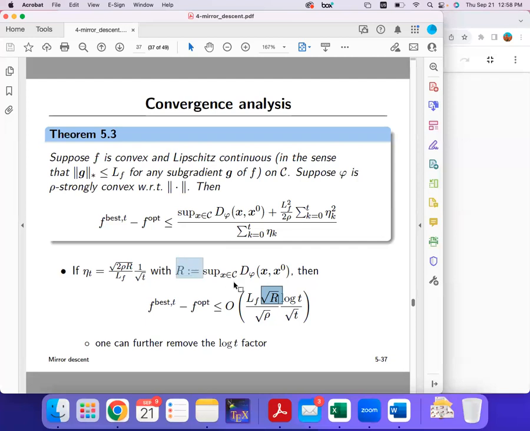This R evaluates the Bregman divergence between your initialization point and the constraint set. So if you choose a different phi in this Bregman divergence, that may significantly affect the scale of this term.